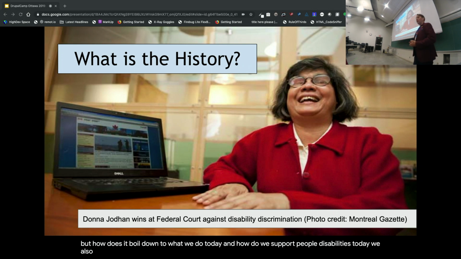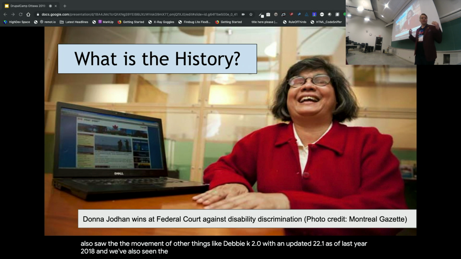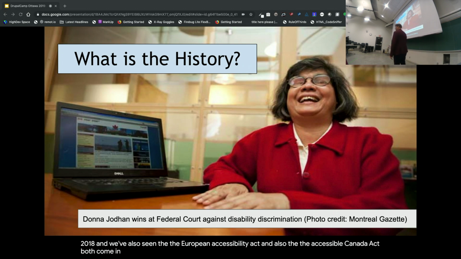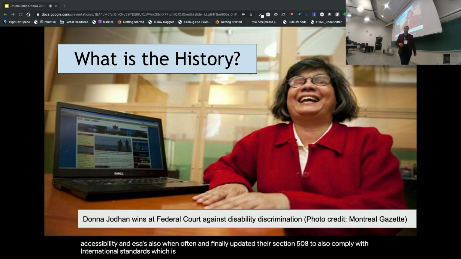We also saw the movement of other things, like WCAG 2.0 was released in 2008. That was a little while ago. It's being updated to 2.1 as of last year, 2018. And we've also seen the European Accessibility Act and also the Accessible Canada Act both come in this year. So it's interesting to see this movement of legislation around accessibility. And the United States also finally updated their Section 508 to comply with the international standards, which is the WCAG 2.0 AA. So any questions so far? Okay.